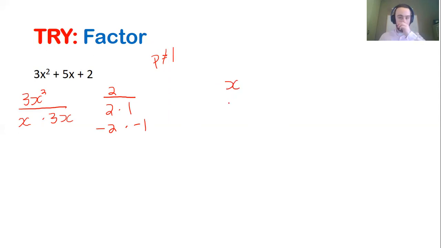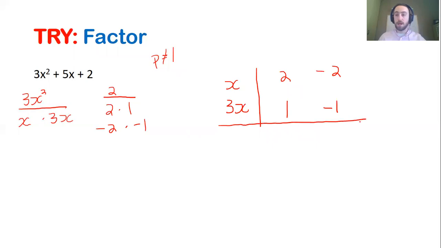Now we go ahead and write out our factors vertically. So we have x, 3x, and we have 2 and 1 and -2 and -1. Now we simply cross multiply. Here we have x. Here we have positive 6x. Do the addition at the bottom. This is giving us 7x. 7x is not our middle term. Our middle term is 5x. So we're not done. We have to continue.